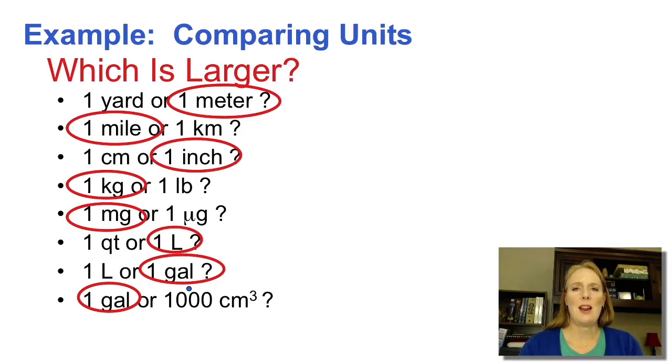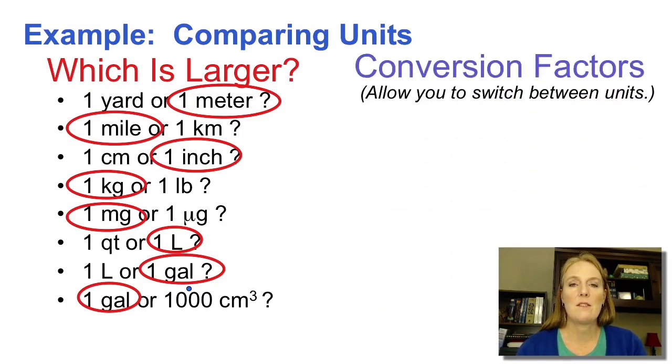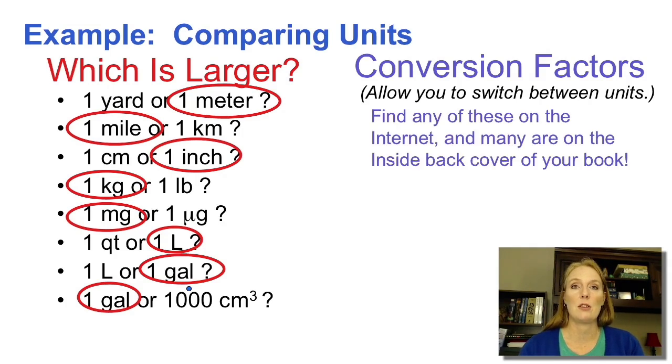What I was just doing there, although I was doing it in my head, was using conversion factors. Conversion factors allow you to switch easily between units, and they can easily be looked up. You can look them up on the internet, or you can look them up in any chemistry book that you have. Probably has them in the inside front or back cover.